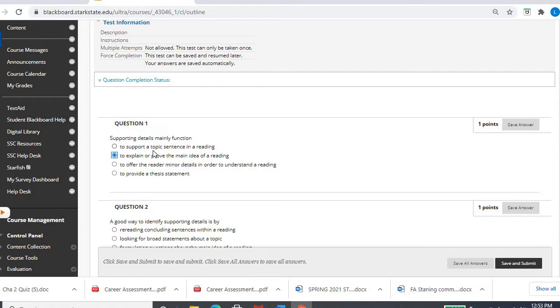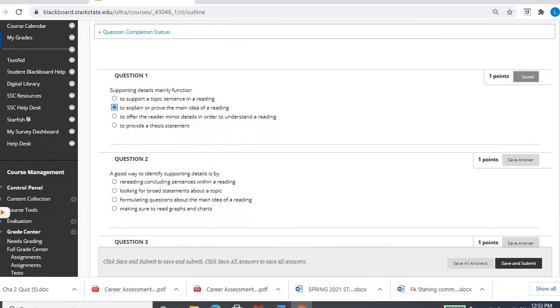Now, I would almost be okay with this one, to support a topic sentence, because topic sentence and main idea are very similar. So if you were doing this on your own and you happened to choose that one, I would go back and say that's okay because to me, that's very similar. So you're either supporting or explaining the main idea. That's the whole purpose of supporting details.